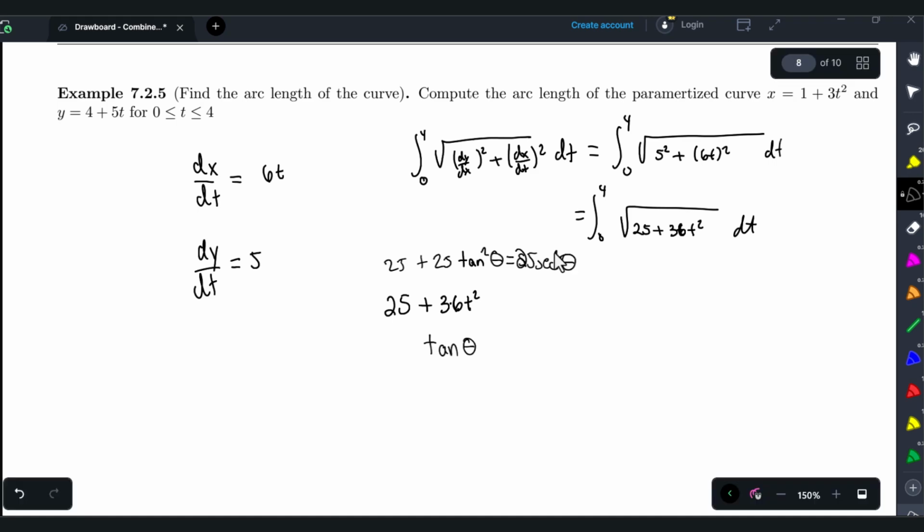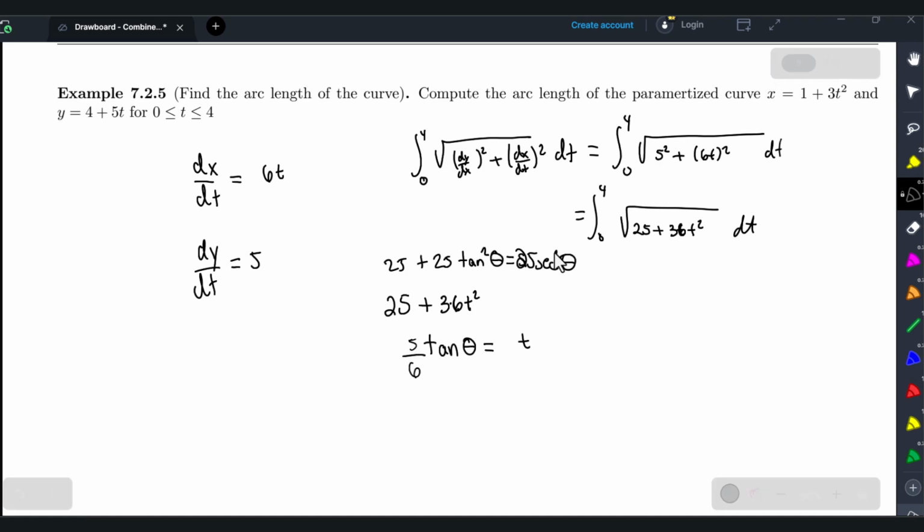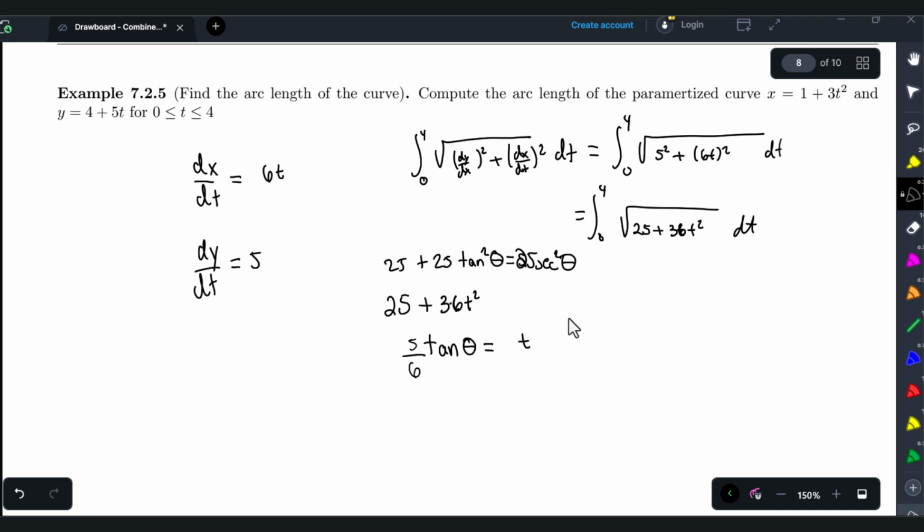Well, if you want a 25 tangent squared theta here, you probably should replace your t with 5/6 tangent theta. If you do that and you square this expression, this 6 in the denominator becomes a 36, which cancels out with this 6 in the numerator. This 5 in the numerator becomes a 25, which matches perfectly for that substitution.